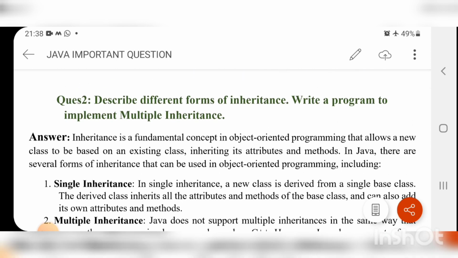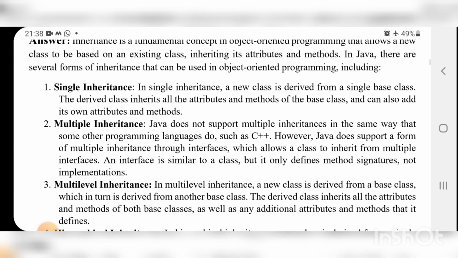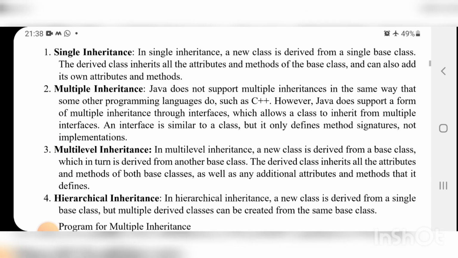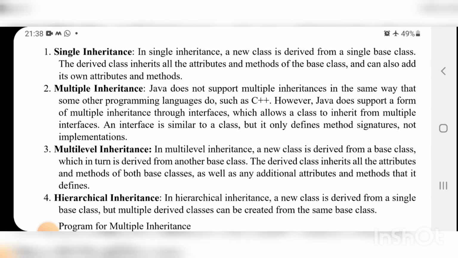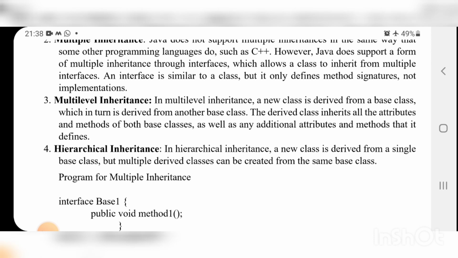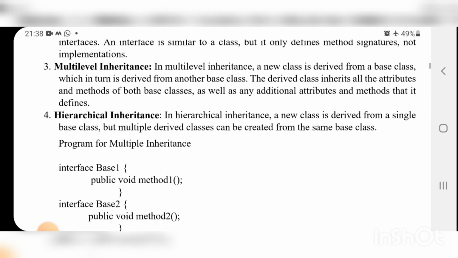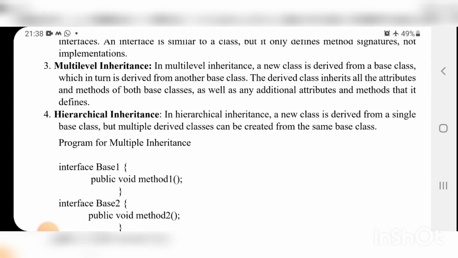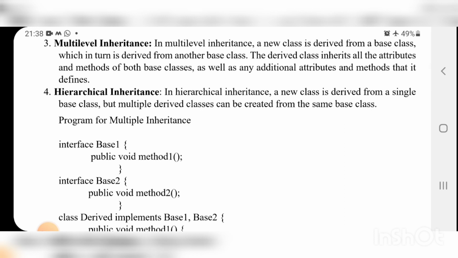Here is the second question: write a program to implement multiple inheritance. We are going to see how to implement multiple inheritance with the help of an interface. Next one is multi-level inheritance. In multi-level inheritance there are many parent classes and child classes. One child class is derived from a parent class, and that child class will act as a parent class for another child class, which will inherit the properties of that parent class.